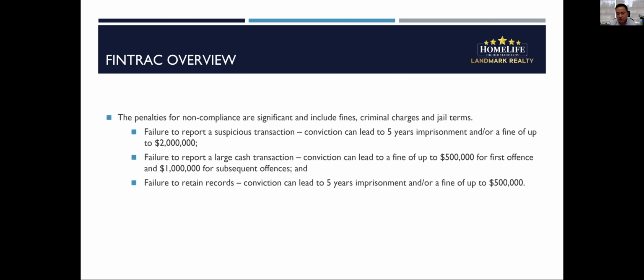The penalties for non-compliance are very hefty. This can include fines, criminal charges, and jail terms. So you see here, failure to report a suspicious transaction can lead to 5 years of jail time and or fines of up to 2 million. Failure to report a large cash transaction, again, heavy fines.